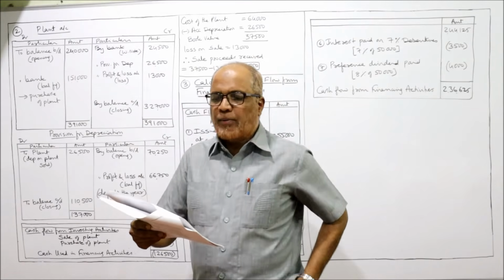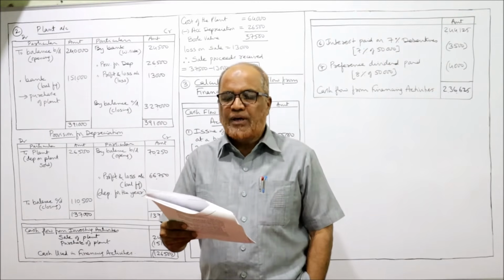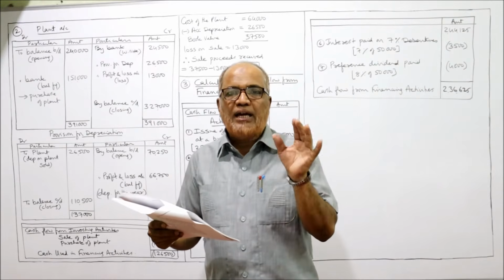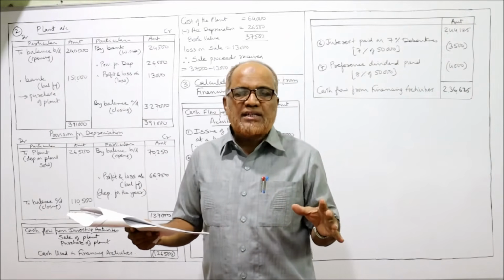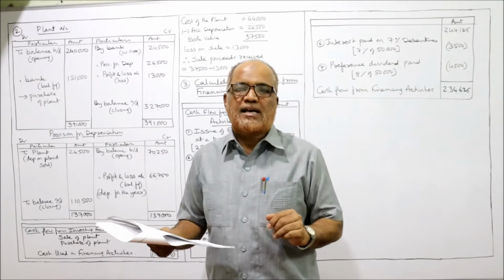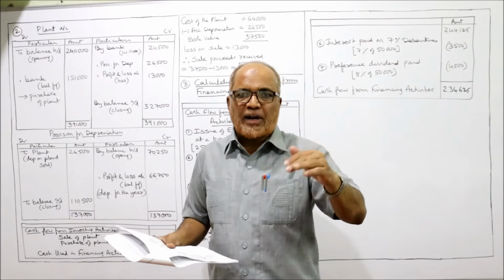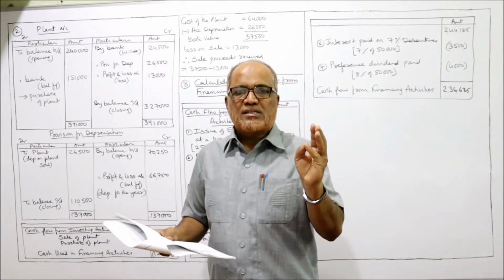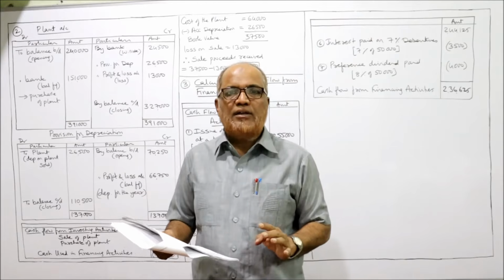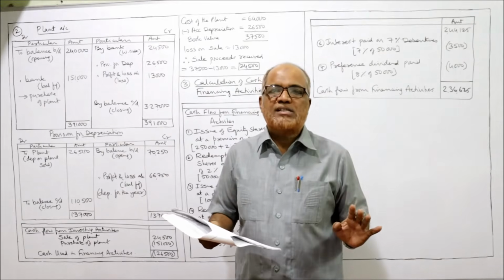Come on, see the second problem. From the following information pertaining to Ritsika Limited, compute the cash from investing activities. Simply, it is asking for cash flow from investing activities. What are investing activities? Those regarding the acquisition and disposal of fixed assets and non-current investments. Acquisition and disposal means purchase and sale of fixed assets and non-current investments, which come under investing activity. So in this problem, you have to find out the cash flow from investing activity.